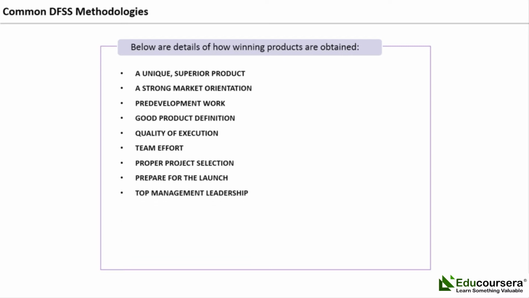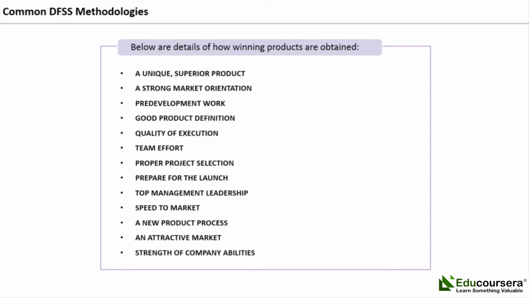9. Top management leadership. Management has a role to play in the product development process. They must provide guidance, strategy, resources, and leadership. 10. Speed to market. Product development speed is the weapon of choice, but sound management practices should be maintained. 11. A new product process. This is a screening, stage gate process for new products. 12. An attractive market. An attractive market makes it easier to have a successful product. 13. Strength of company abilities. The new product provides a synergy between the company and internal abilities.